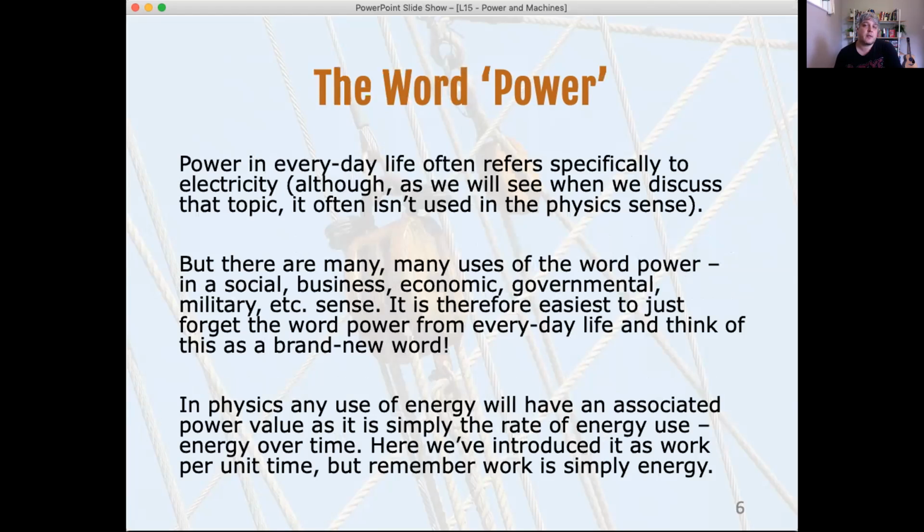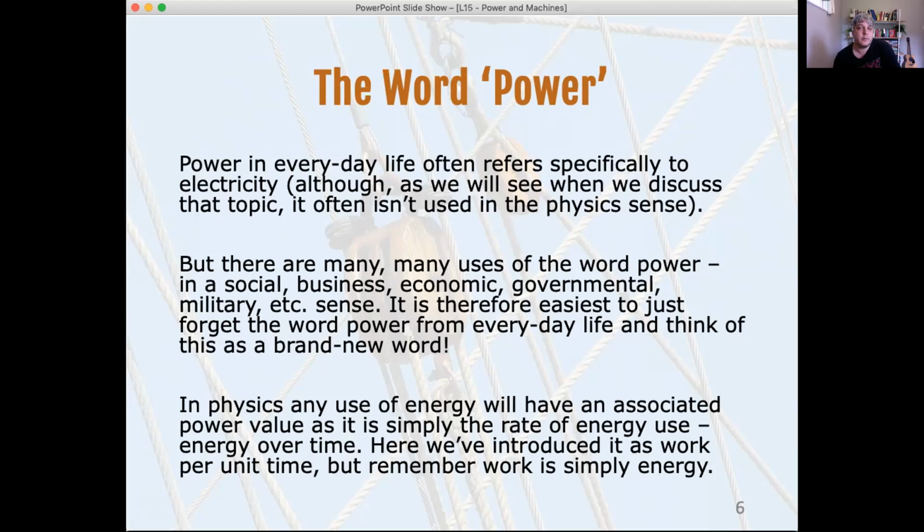The word power is another one of these words that we have use for in everyday life, but we also have a specific definition for in physics, and you need to be aware of that and make sure you're not getting confused about what we mean by power.